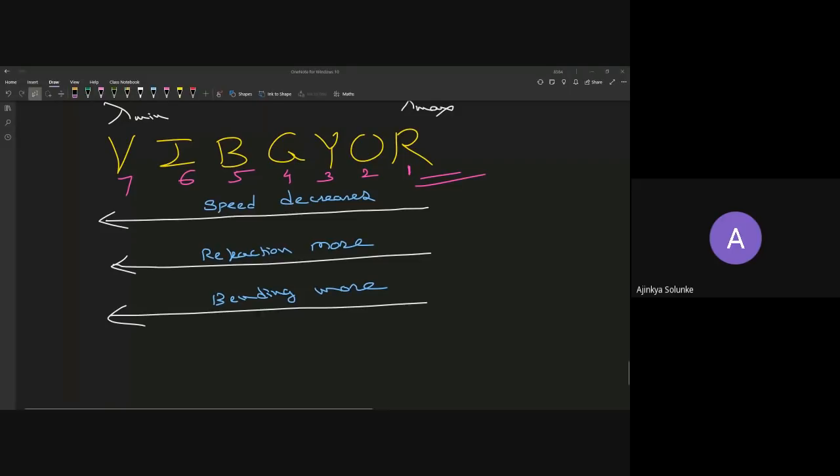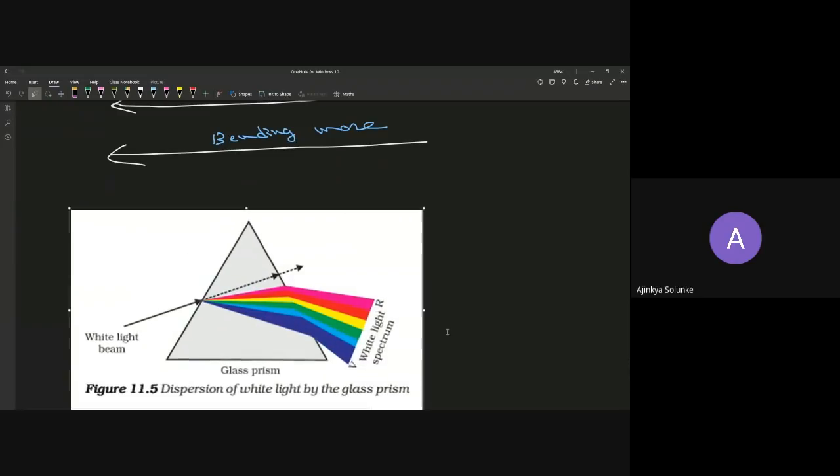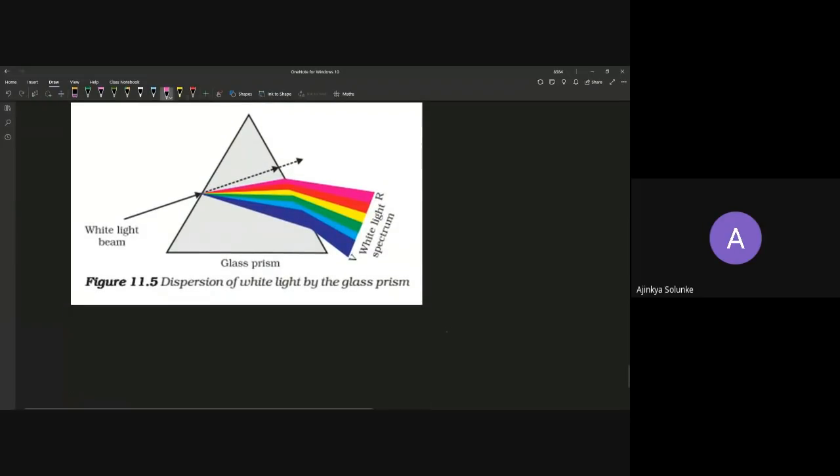So let me show you one diagram, and let me ask if you're comfortable with this. They are saying the topmost part is red and the bottommost part is violet. Are you okay with this? Can you tell me why red is at the top? A scientific reason behind that. Why is red at the top?